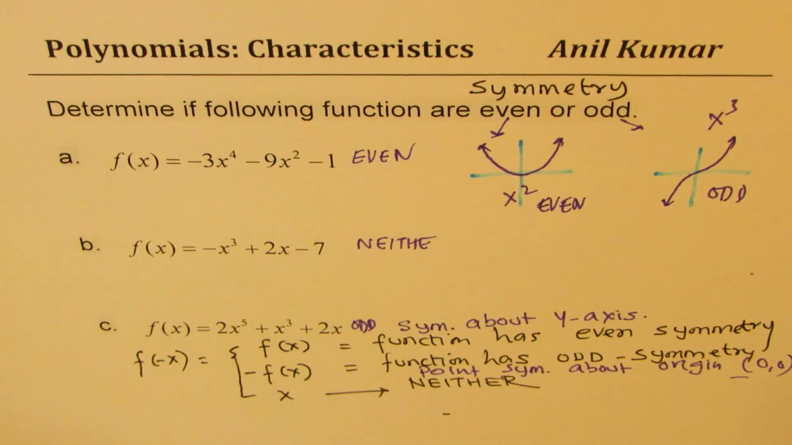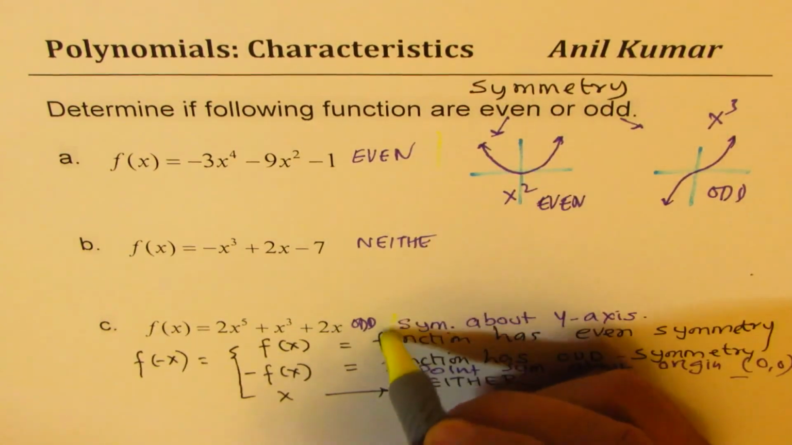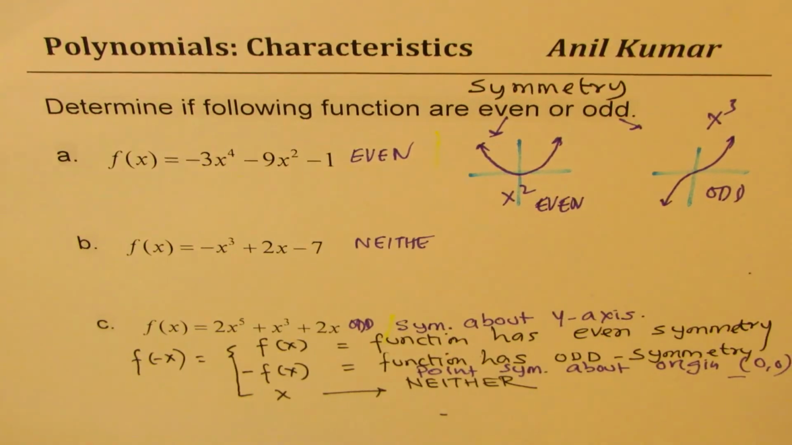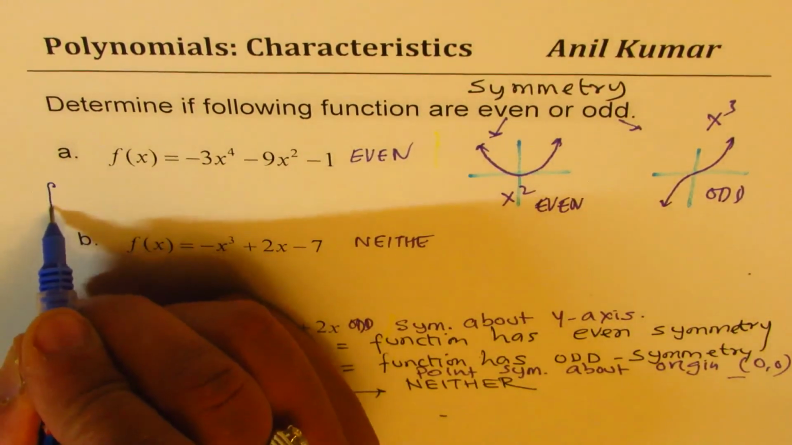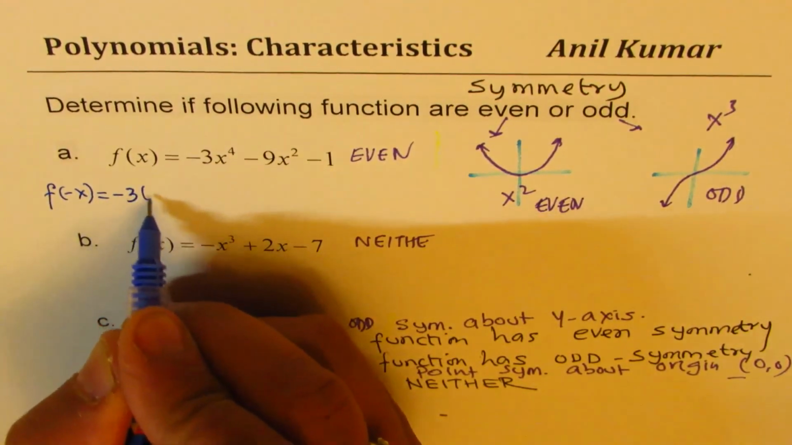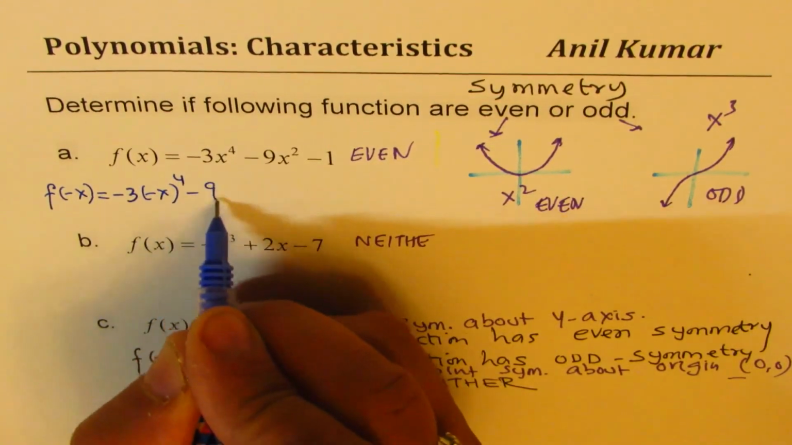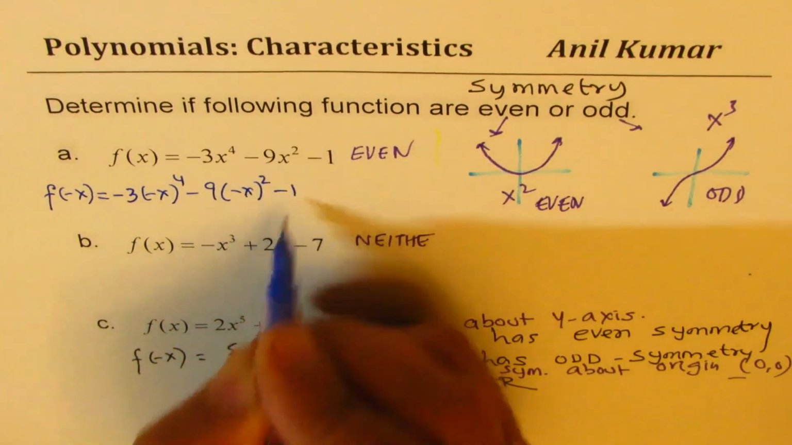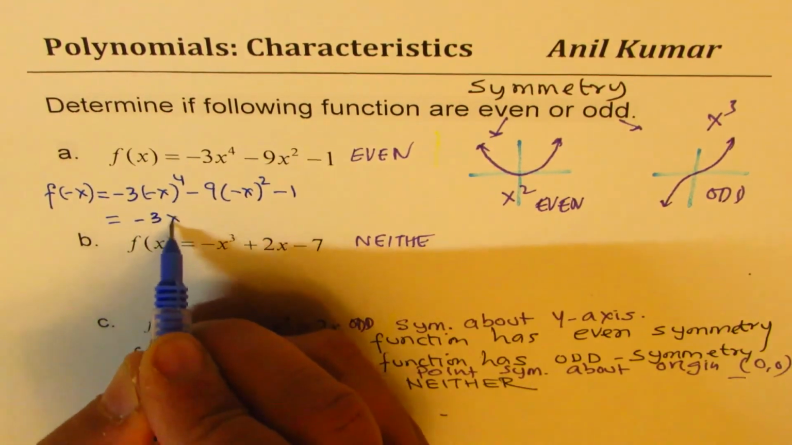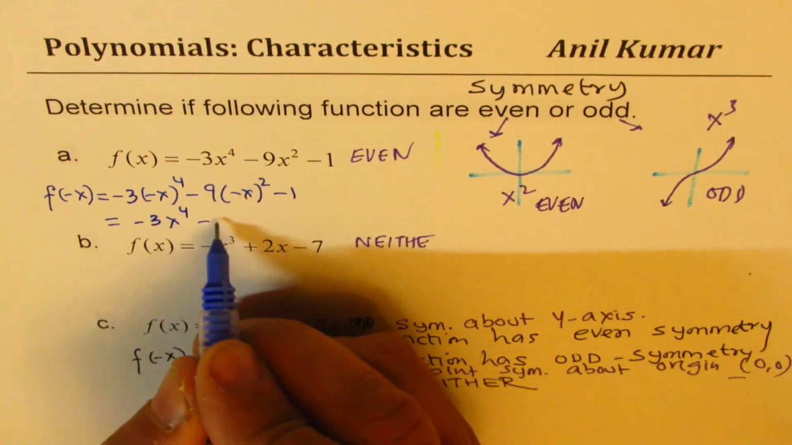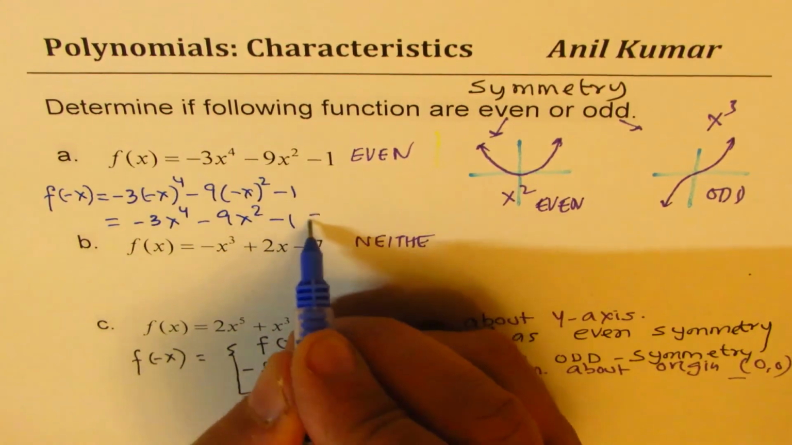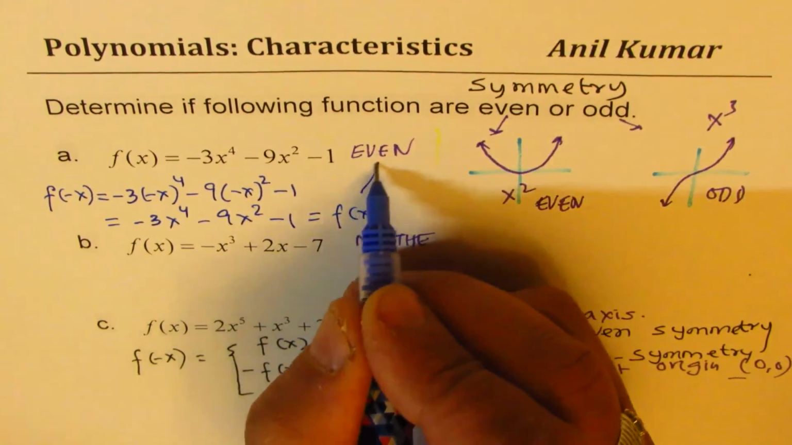Okay? Now you have to algebraically figure this out. How do we do that? Here is the method. As explained here, you have to find what is f of minus x. Replace x with minus x. You get 3 times (minus x) to the power of 4, minus 9 times (minus x) squared, minus 1. Now minus with even powers makes it positive. So we get 3x to the power of 4. This is also positive. So we get minus 9x squared minus 1. Now this is exactly equal to f of x, and therefore it is even.